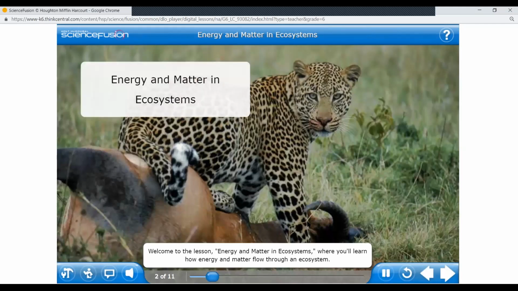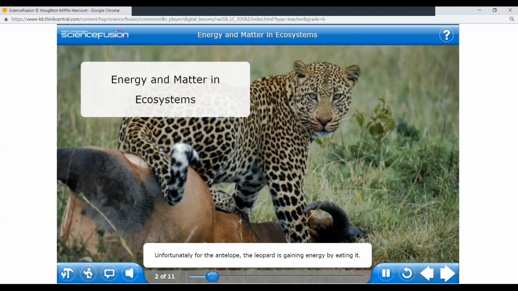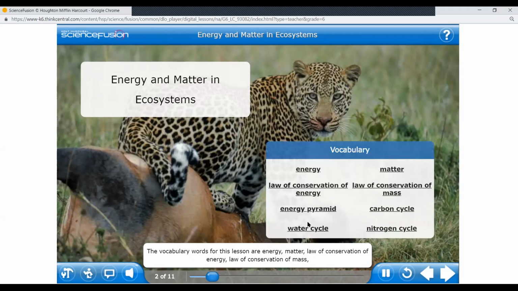Welcome to the lesson, Energy and Matter in Ecosystems, where you'll learn how energy and matter flow through an ecosystem. Everything shown here, including the leopard, antelope, and plants, is made up of matter. Unfortunately for the antelope, the leopard is gaining energy by eating it. The vocabulary words for this lesson are energy, matter, law of conservation of energy, law of conservation of mass, energy pyramid, carbon cycle, water cycle, and nitrogen cycle.